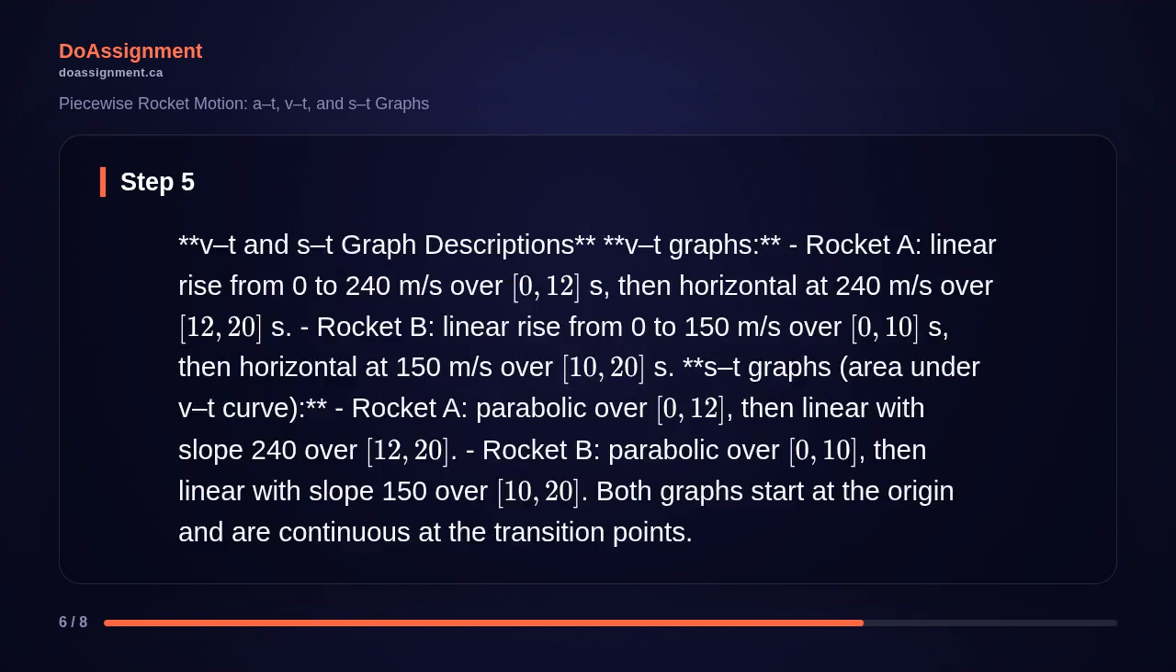On the velocity time graph, each rocket's curve rises linearly during its acceleration phase, then becomes a flat horizontal line once it reaches constant speed. Rocket A's horizontal line is higher at 240 meters per second, while Rocket B's levels off at 150 meters per second. On the position time graph, each rocket traces a parabola during acceleration, then a straight line whose slope equals its constant cruising speed. Both curves start at the origin and connect smoothly at their transition points.